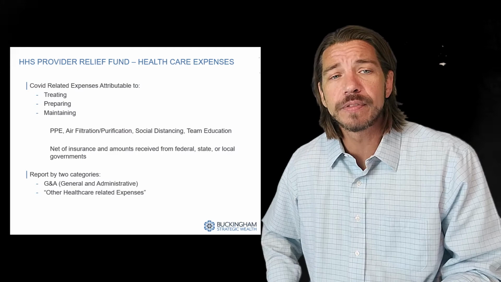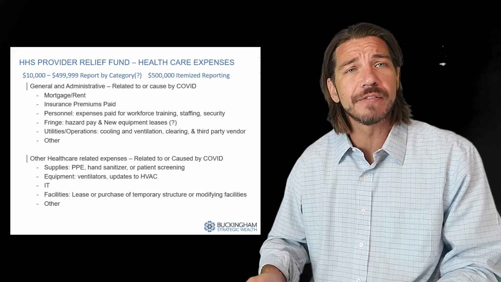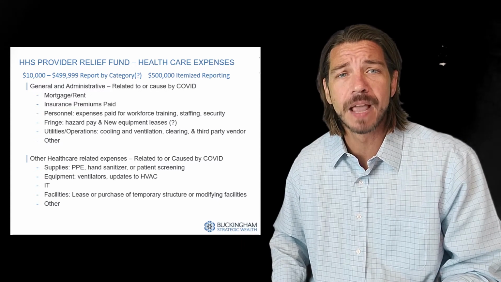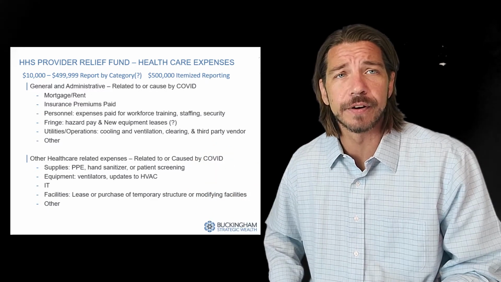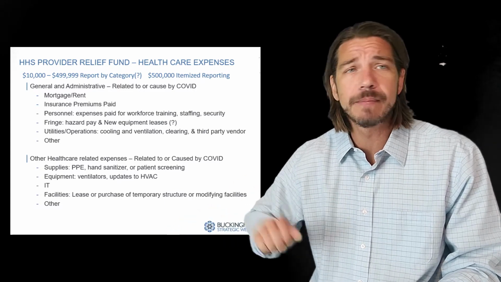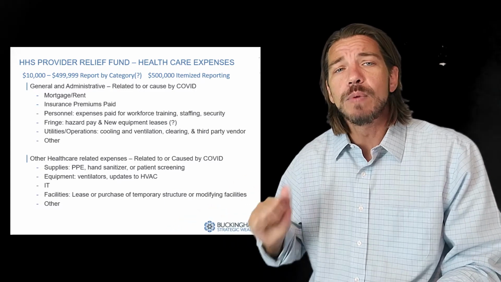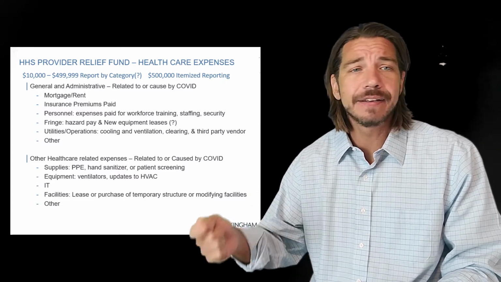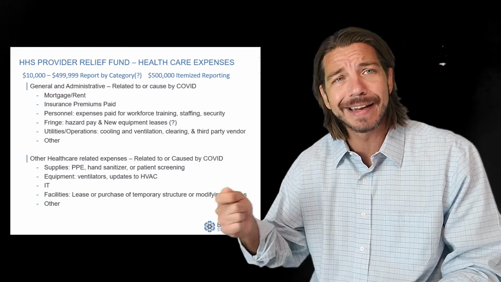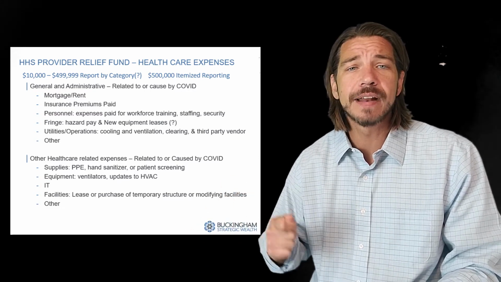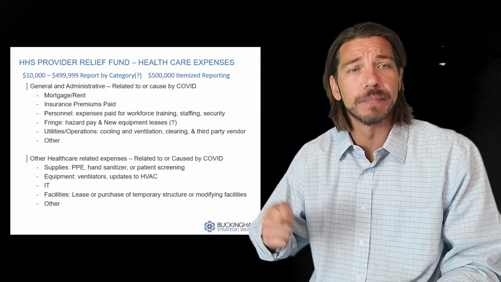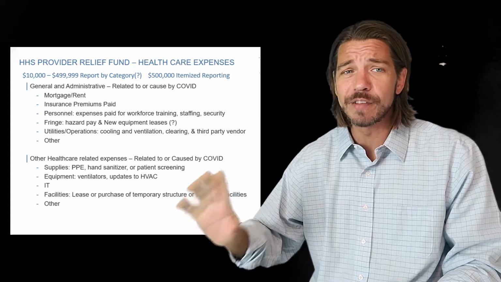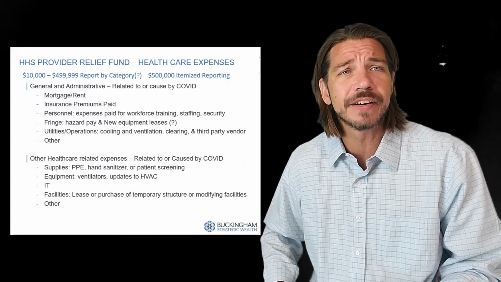We'll also have to report these by 2 categories. The first is general and administrative, and the second is other healthcare related expenses. So on the healthcare related expenses first, because that's going to be the most direct and probably easiest to capture. We want to have related to COVID or caused by COVID, any additional rent or mortgage that you incurred, any additional insurance premiums, personnel expenses, fringe expenses for employees, and or utilities and operations expenses. Again, caused by COVID, so not a great deal of opportunity there to use the funds.